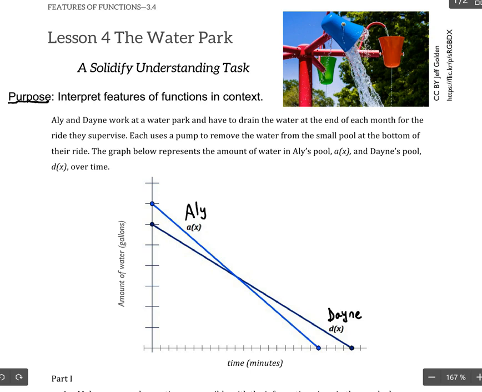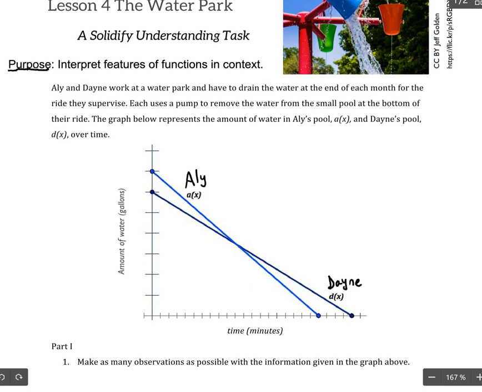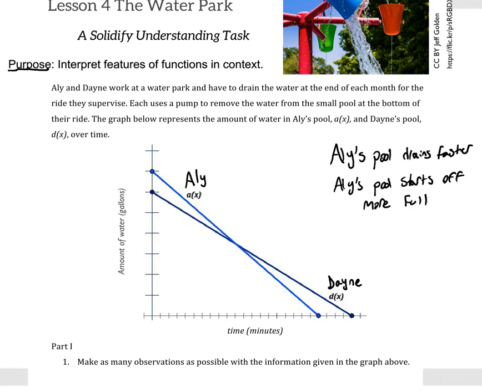So question 1 asks us to make as many observations as we can. And there's tons that you could make. Some of the most important ones you might want to notice is that Allie's pool drains faster, and similarly Allie's pool is more full or starts more full. And since Allie's pool drains fastest, Dane's pool will take the longest to drain. You can make tons of other observations based off just what's given here. And notice that we're comparing time on the x-axis with amount of water in gallons on the y-axis. So that's important to keep in mind.